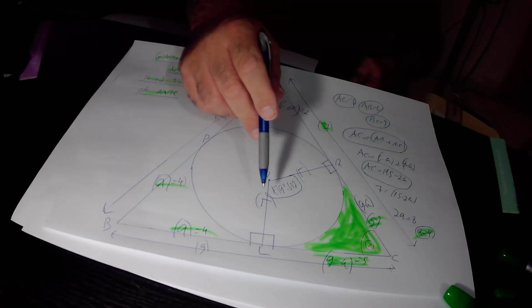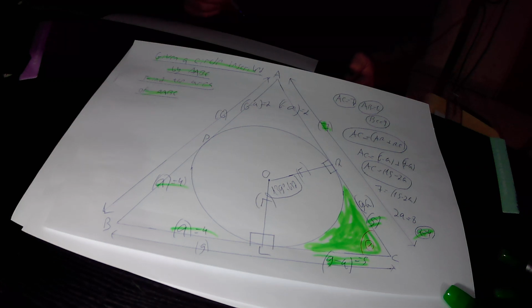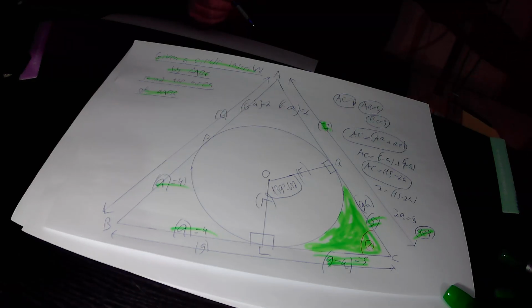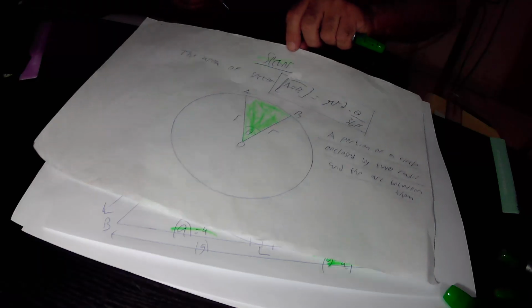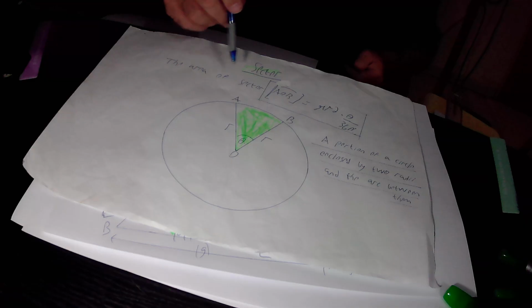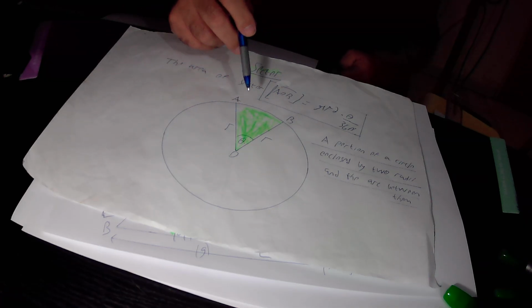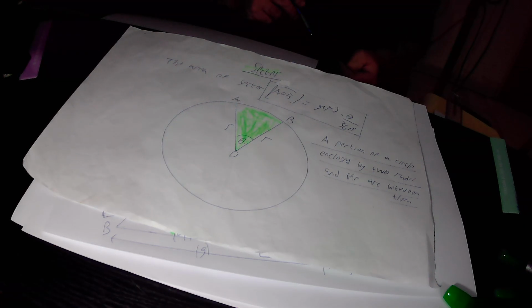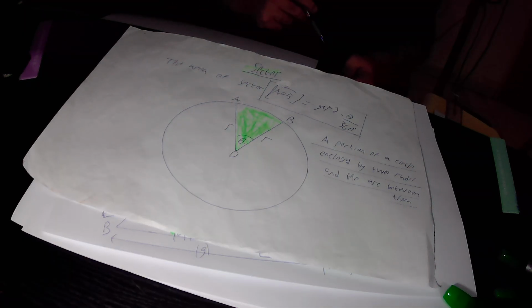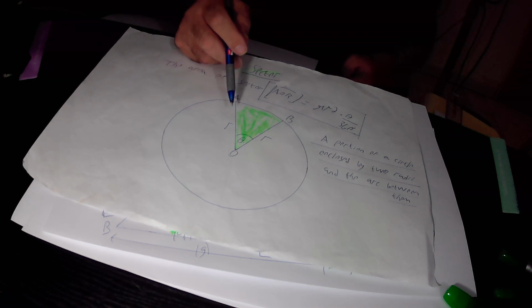This is sector LOQ. What is a sector? A sector is a portion of a circle enclosed by two radii and the arc between them. Okay, again, AOB is a sector. It is a portion of a circle enclosed by two radii and arc AB between them. The two radii are defined as the legs of the sector. Angle theta is located between the two legs of the sector.